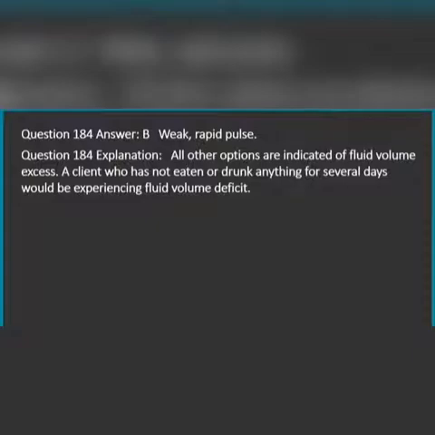Question 184. Explanation. All other options are indicative of fluid volume excess. A client who has not eaten or drunk anything for several days would be experiencing fluid volume deficit.